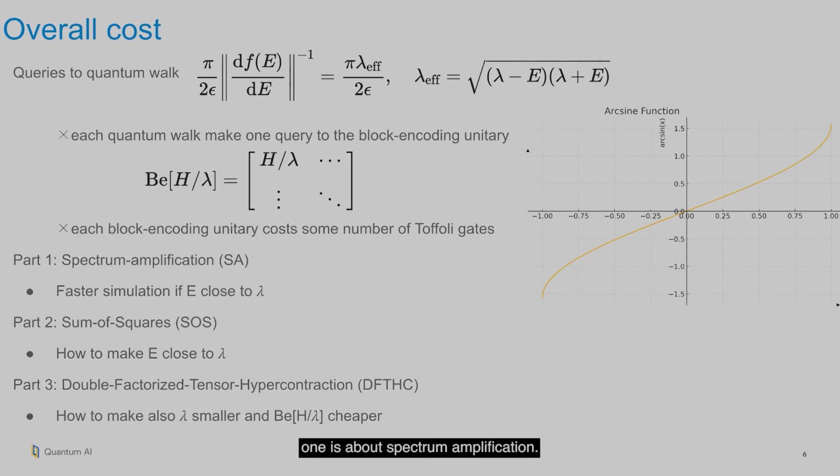So part 1 is about spectrum amplification, the case where E by coincidence happens to be close to the edges. But this is not a generic feature that will hold for any Hamiltonian. You have to put in a lot of work to make that happen. That is part 2. This is a sum of squares representation: how you can optimize a certain representation of a Hamiltonian to actually engineer this close-to-the-edges behavior to get your spectrum amplification. So this is still quite generic.